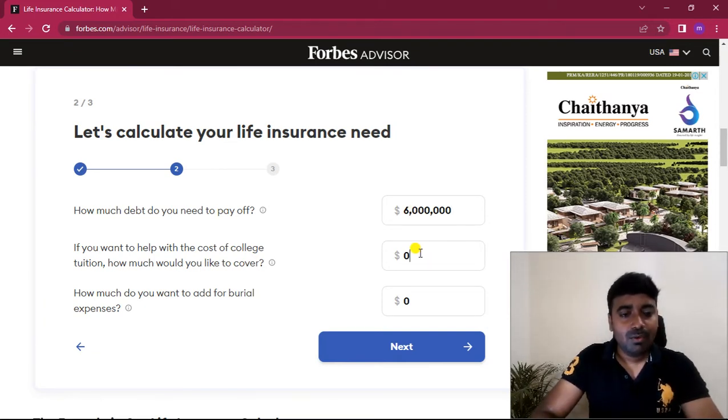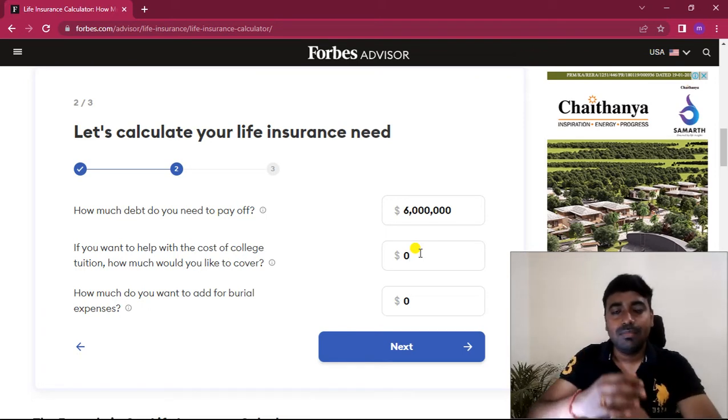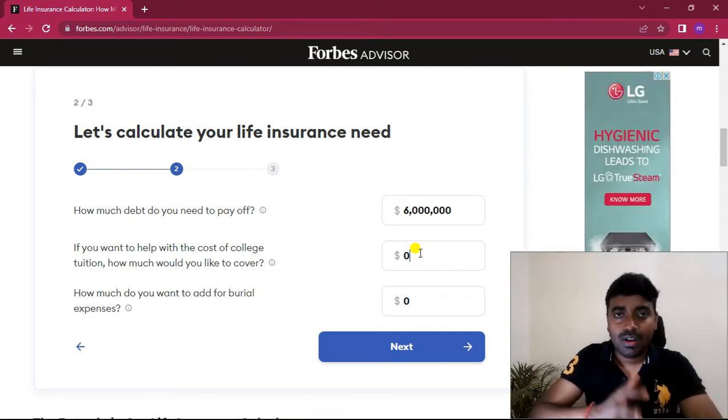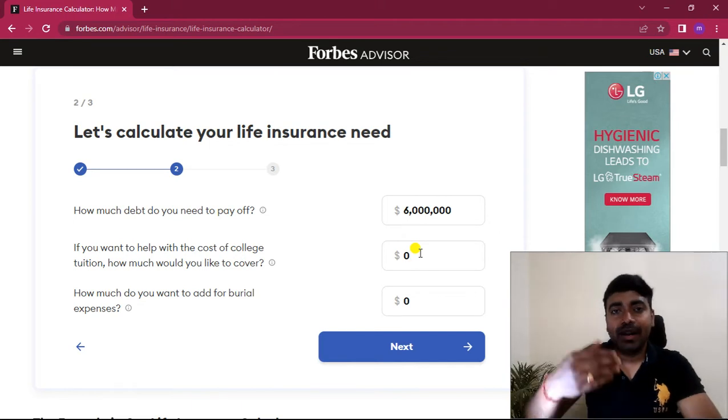Okay. If you want to help with the cost of college and tuition, how much would you like to cover? What are the things you need to cover here? Basically, it depends on how many children you have and, based on that, if you want to send them to school and college, how much money you are going to spend. The assumption in our case is that we can spend 2 lakh rupees per annum. That is the bare minimum requirement, so that at least we can give a minimum education. As there are 2 children, per year we are going to spend 4 lakh rupees, and minimum how many years of education is required?